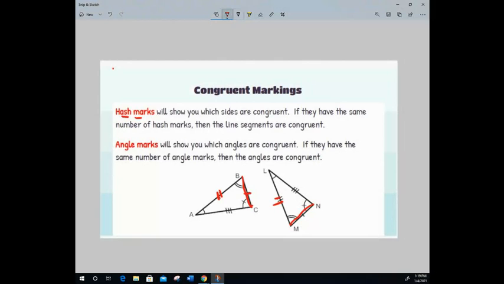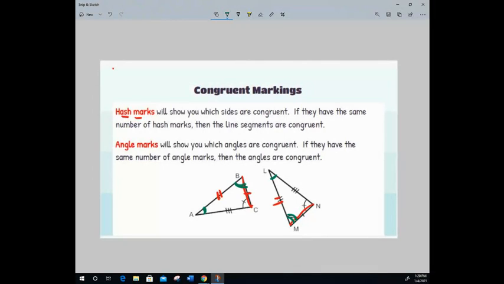Now, another marking that we have are angle markings. So that will show you if the angles are congruent. So if we notice angle A has one angle arc or mark here, and on the other side in the other triangle, angle L has the same angle arc. They only have one. However, if we look at angle B, it has two of those. And on the other triangle, angle M has two of those. So those two angles are congruent or equal.